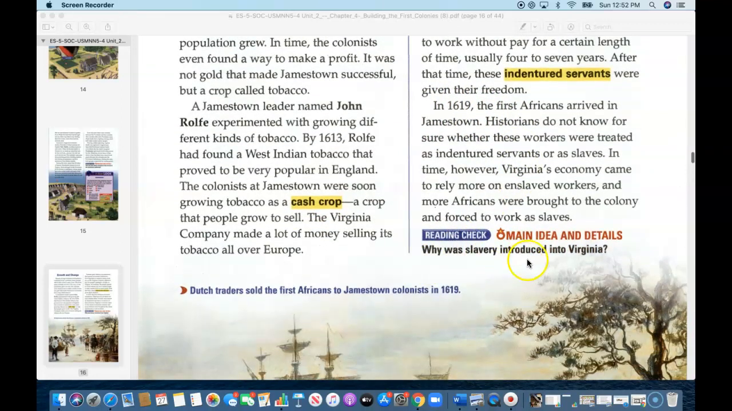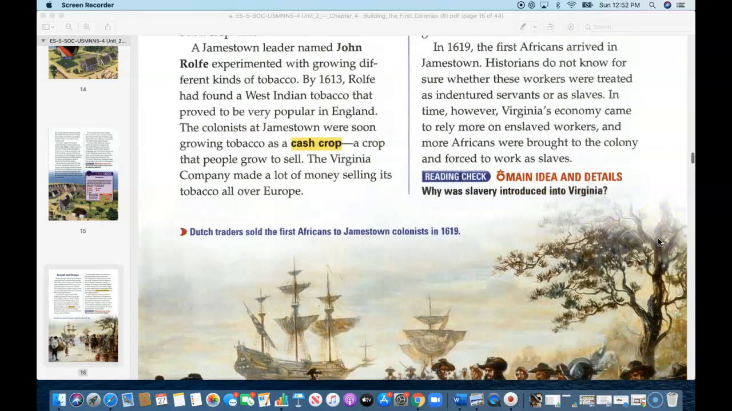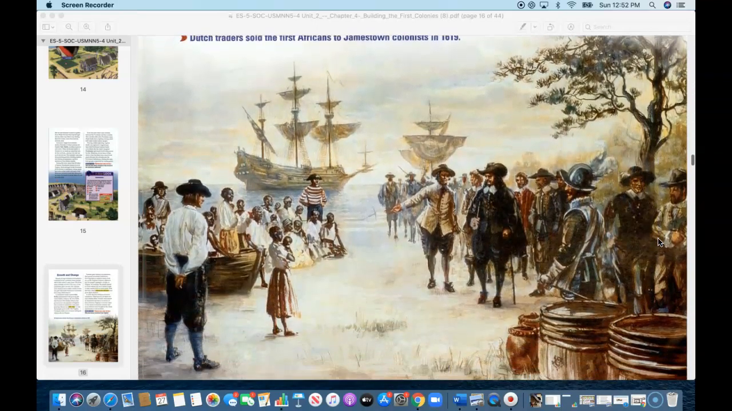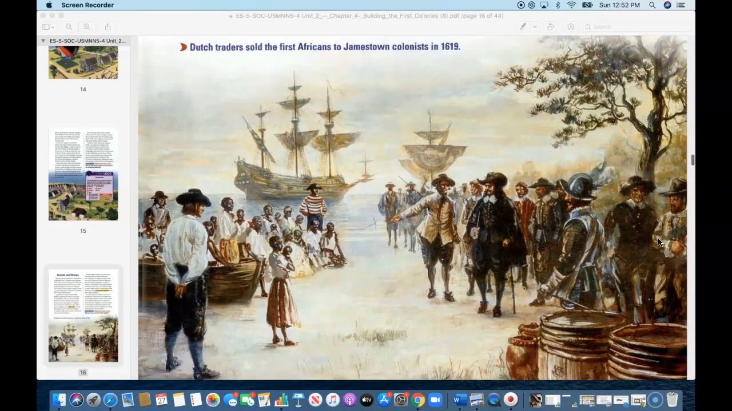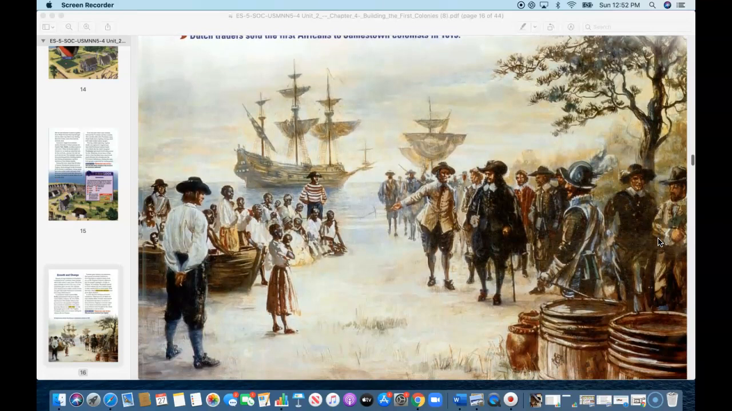Why was slavery introduced into Virginia? Dutch traders sold the first Africans to Jamestown colonists in 1619.